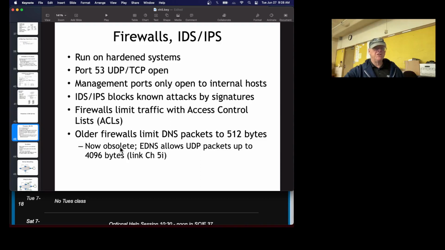And older firewalls restricted DNS to only let 512 bytes through. But there's extended DNS, which allows UDP to go up to 4,096 bytes, which is one of the possible ways to extend it to handle those larger records.